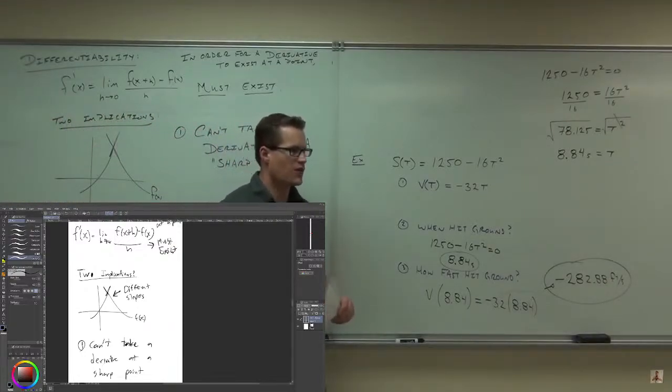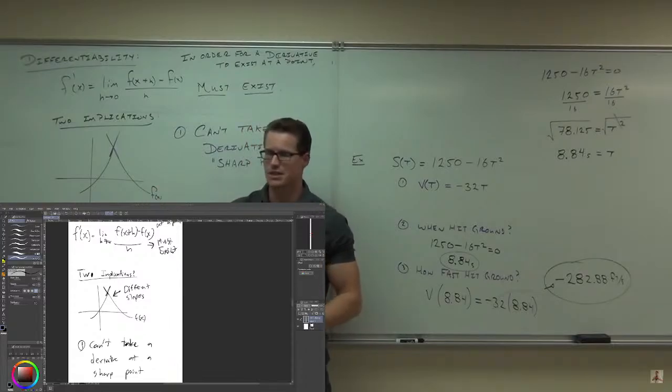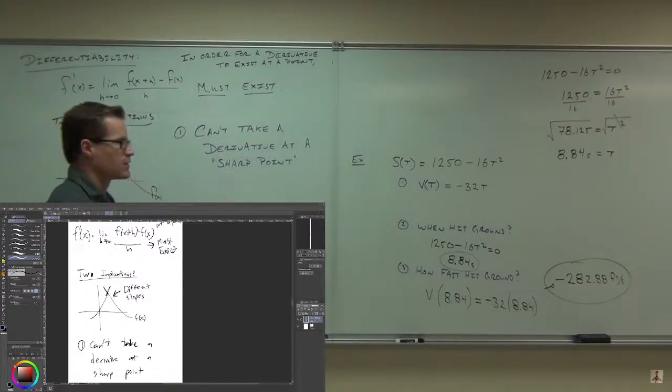Why? f prime of x is a two-sided limit. It's a two-sided limit that gives you slope. If the slopes don't match up, the limit doesn't exist. If the limit doesn't exist, you can't take the derivative. That's the idea. The limit of the slopes doesn't exist, so you can't take the derivative.